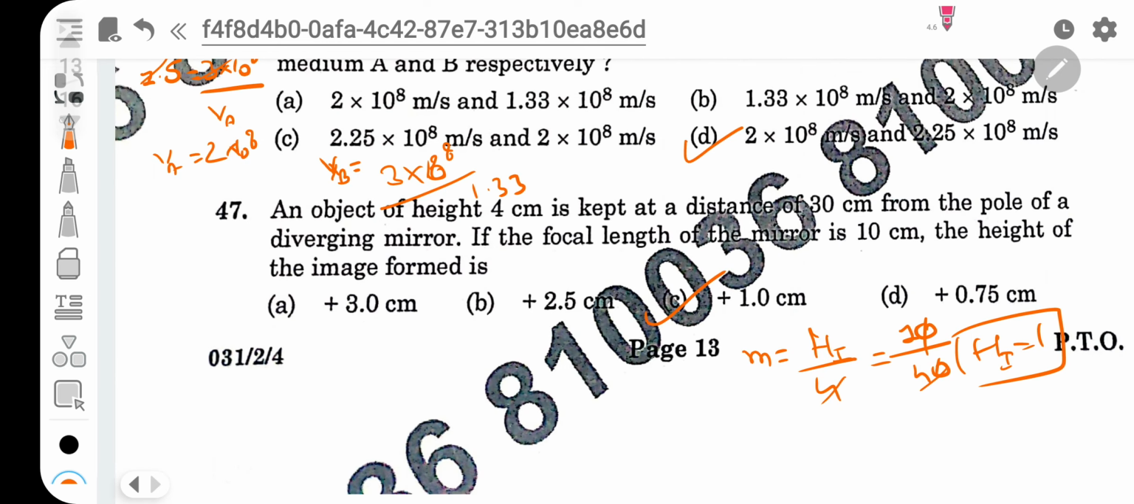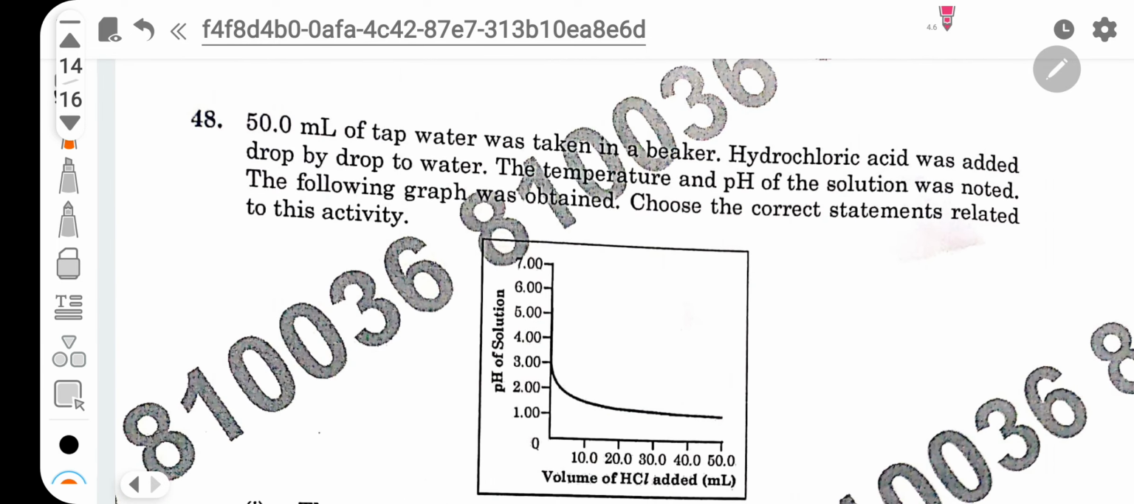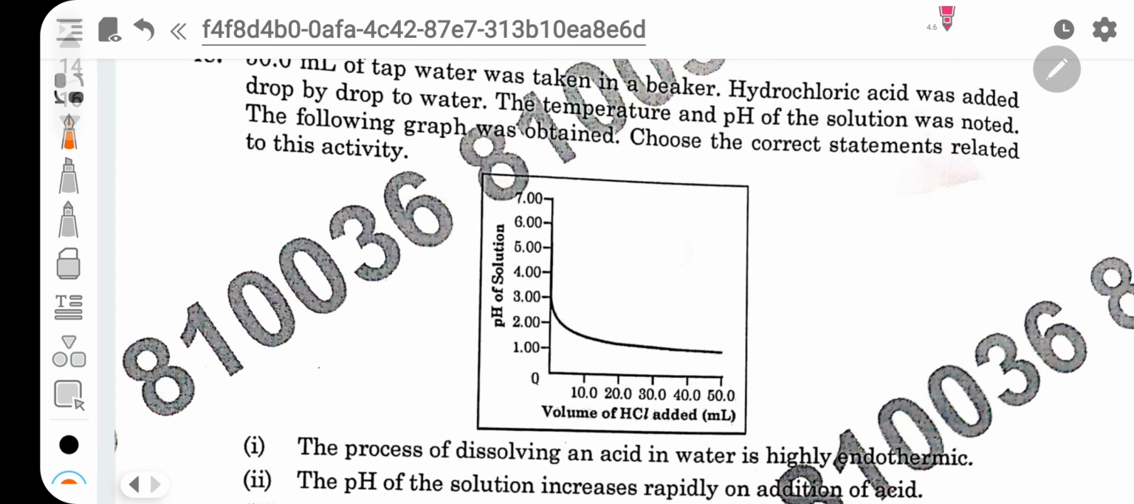Now question number 48. 50 ml of tap water was taken in a beaker. Hydrochloric acid was added drop by drop to the water. The temperature and pH of the solution were noted. The following graph was obtained. Choose the correct statement related to this activity.